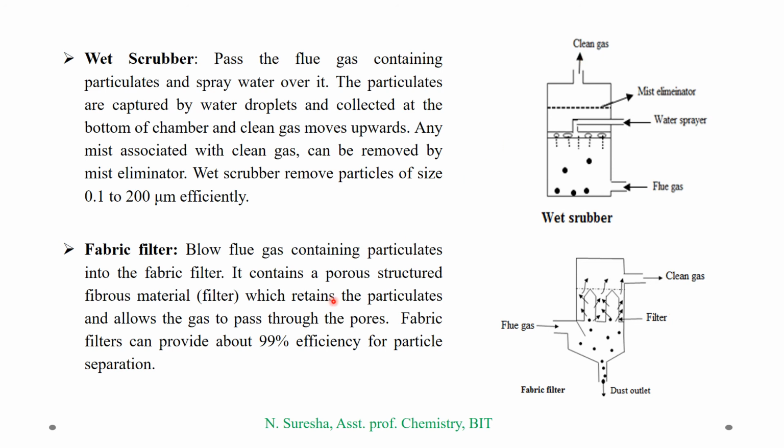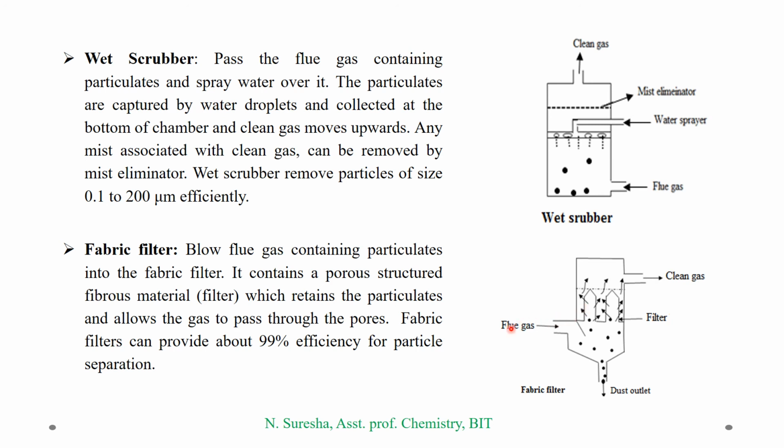Next method is a fabric filter. In the fabric filter, the flue gas containing the particulate matter is blown inside this fabric filter, which contains porous structured fibrous material. A filter bag is there. In these filters, there are pores, and their size is very small when compared to the size of particulate matter.